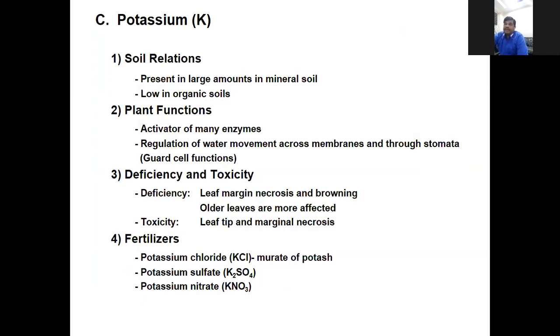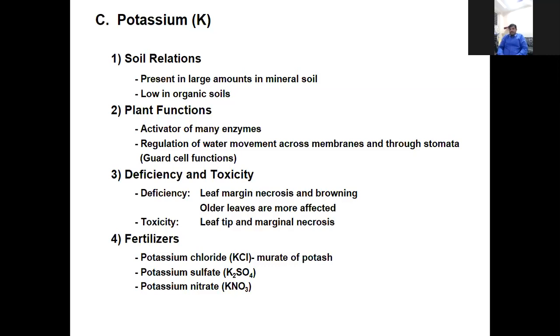Okay. Then let's start the roles and deficiency symptoms of potassium. It is an activator of many enzymes, and is required for opening and closing of stomata, regulation of water movement across the membranes. Opening and closing of stomata regulates water movement across the membrane. That is known as a guard cell function. You may know this well from crop physiology. Then let's start with deficiency and toxicity symptoms of potassium.